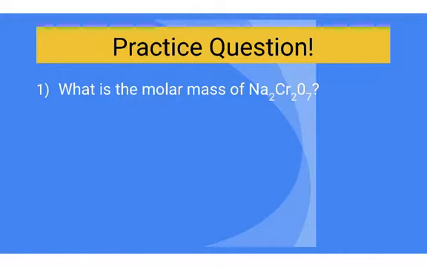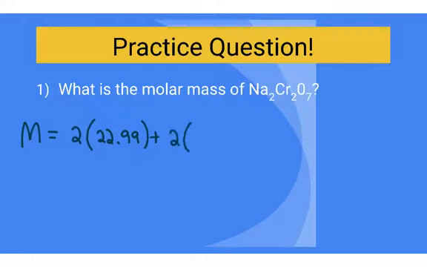This would be a great time to pause the video, see if you're able to work it out, press play, and then you can see the solution. Normally I wouldn't show the work here, but I'm going to show the work this time so that you can see how it's done. So molar mass, big M, is equal to 2 times the molar mass of sodium, 22.99, plus 2 times the molar mass of chromium, 52.00, plus 7 times the molar mass of oxygen.